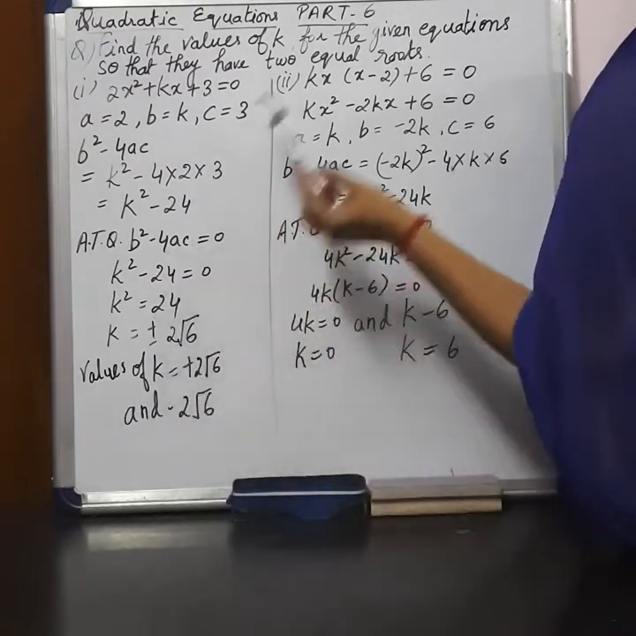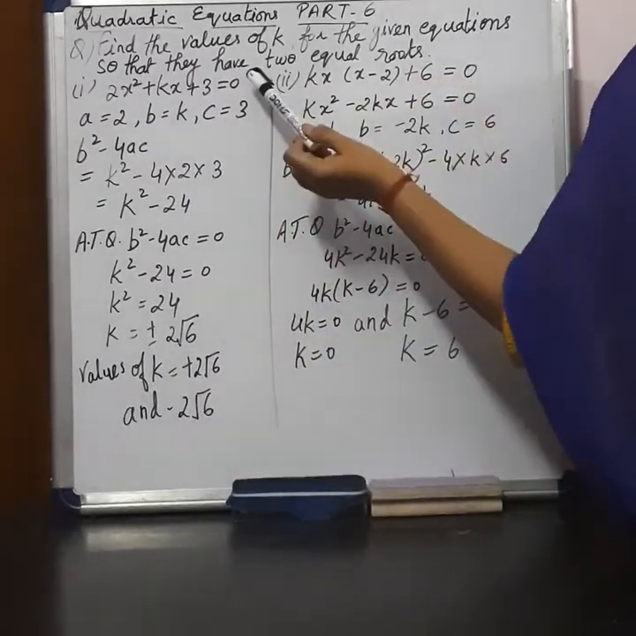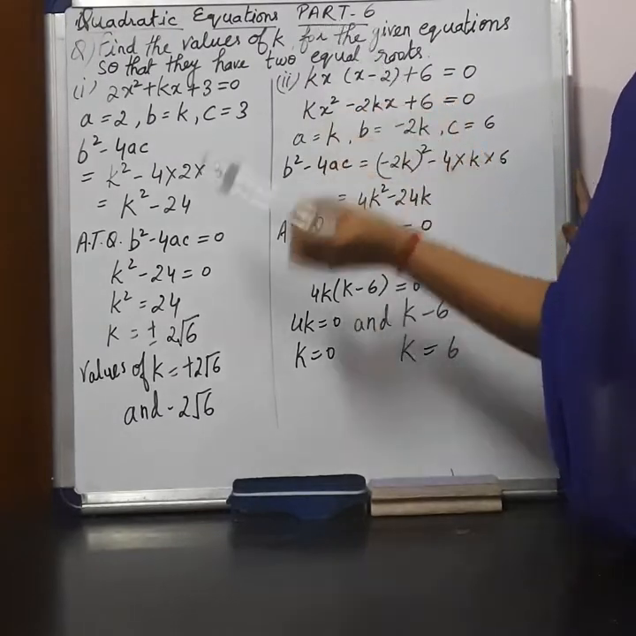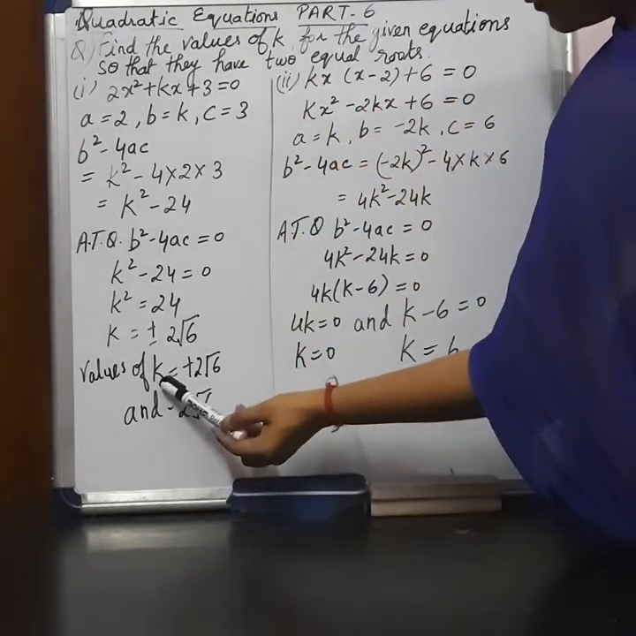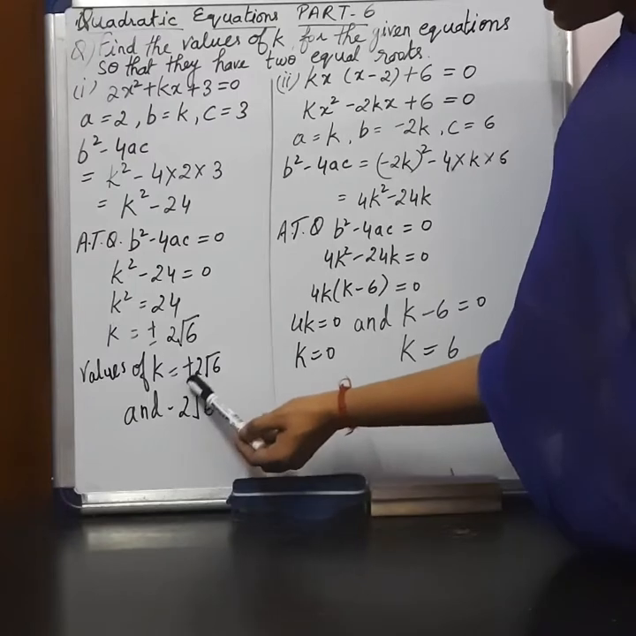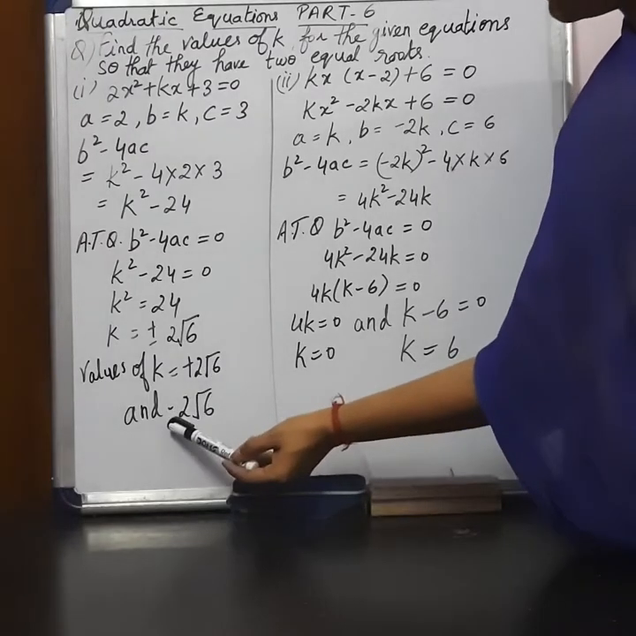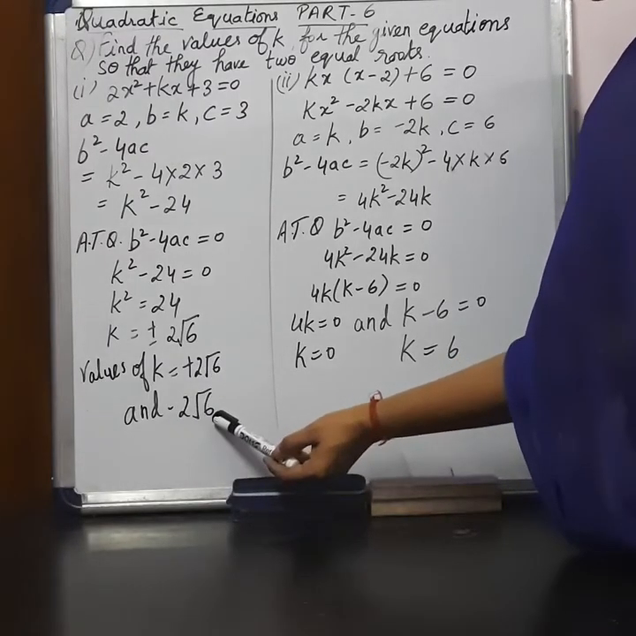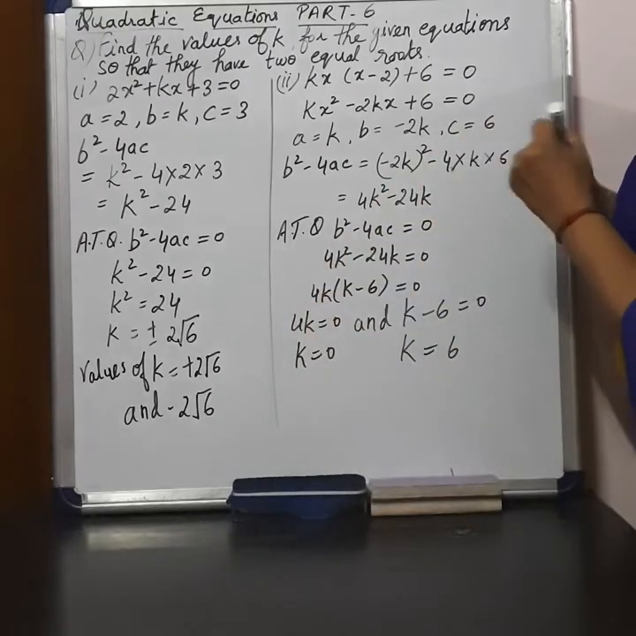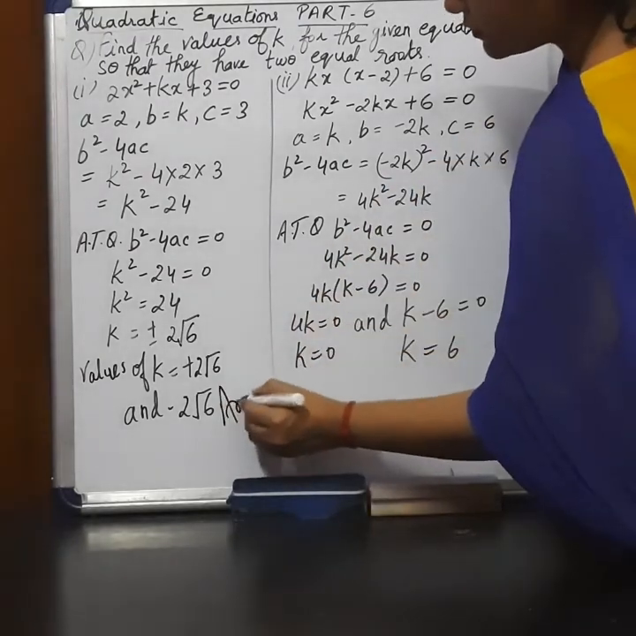Values of k, that is what they are asking, values of k. So the first value is plus 2 root 6 and the second value of k is minus 2 root 6. So this is the solution for this equation.